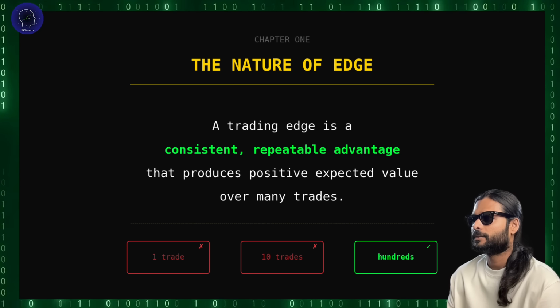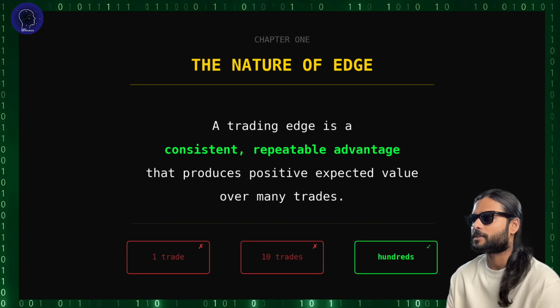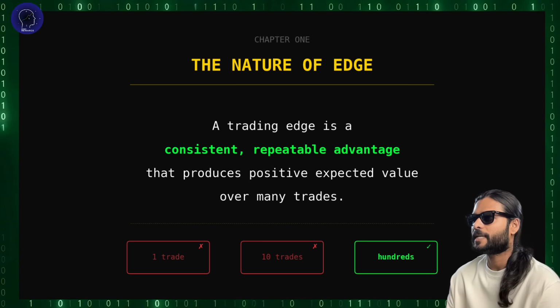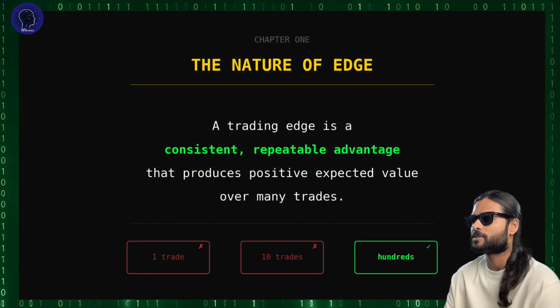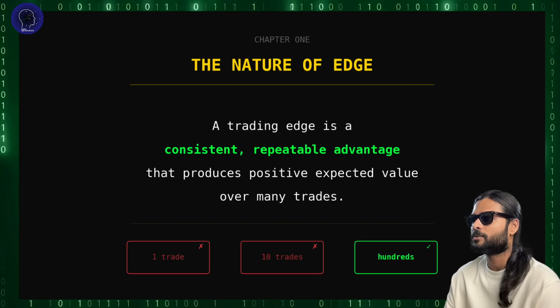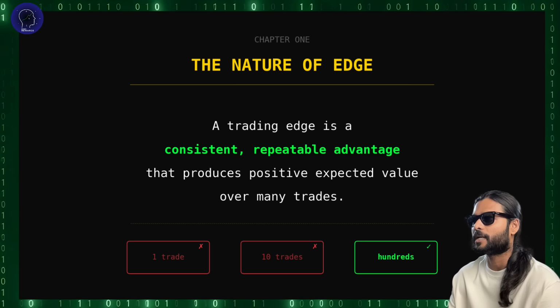Chapter 1. The nature of edge. The senior trader had something that rules could not capture. Let us name what that something actually is. A trading edge is a consistent, repeatable advantage that produces positive expected value over many trades. Not one trade, not 10 trades, over hundreds of trades.